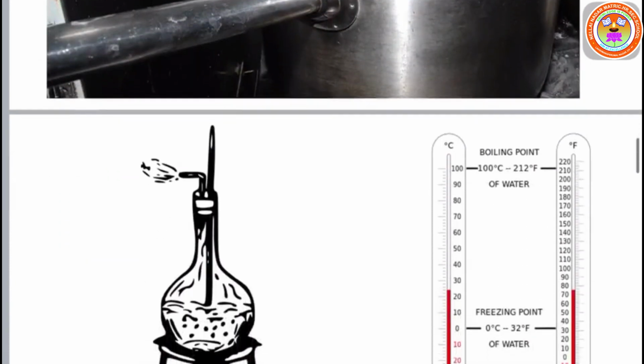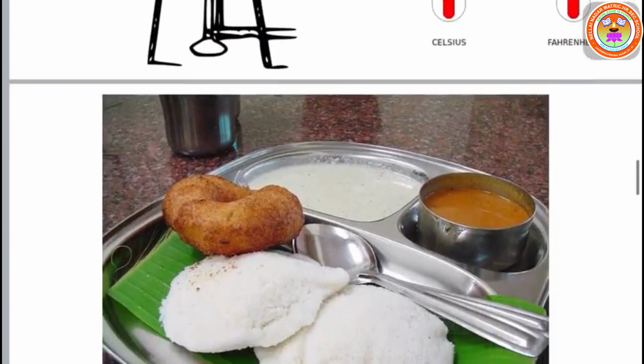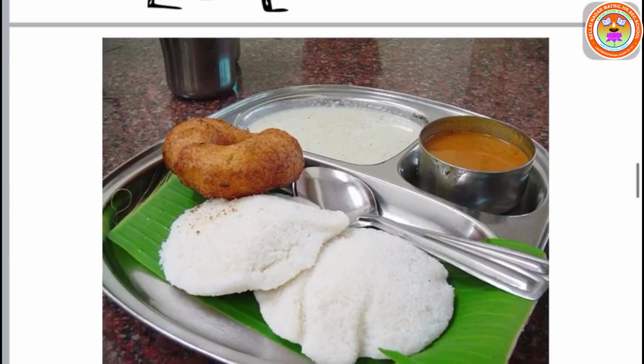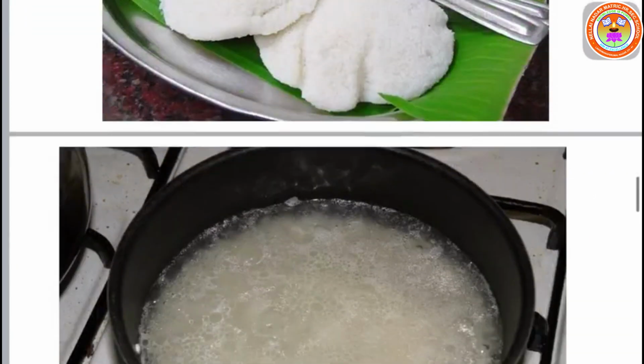Now, let's learn about the science behind cooking idli. Idli is a common and usual breakfast of Tamil Nadu. What process is involved in the preparation of idli batter? Do you know the ingredients used for making idli?